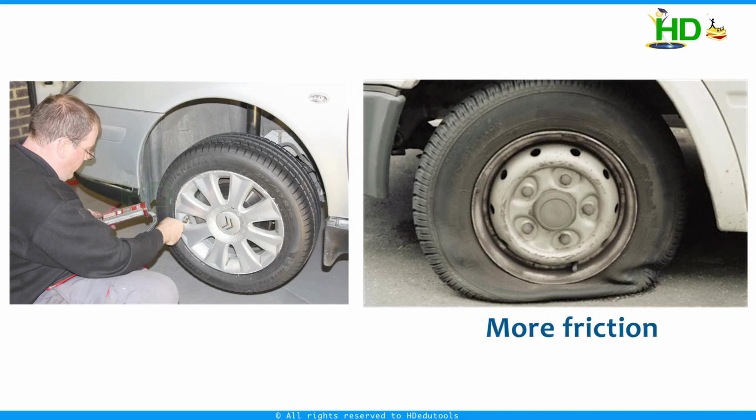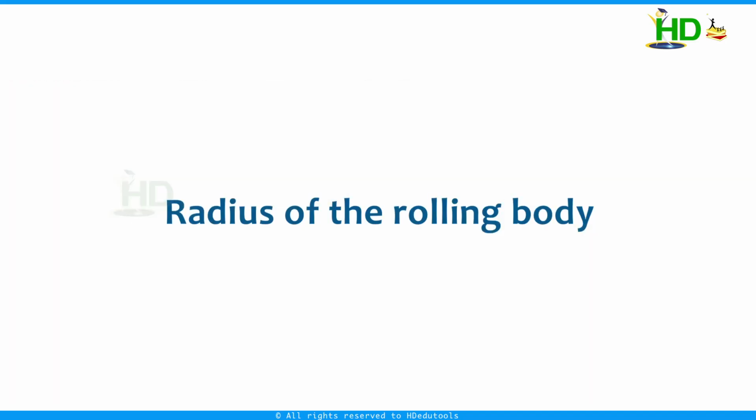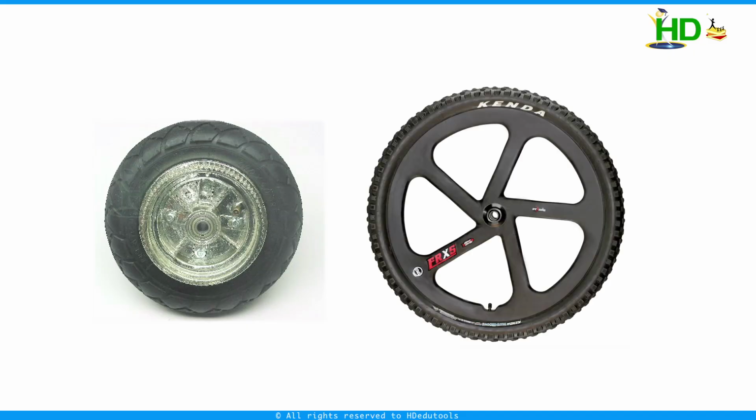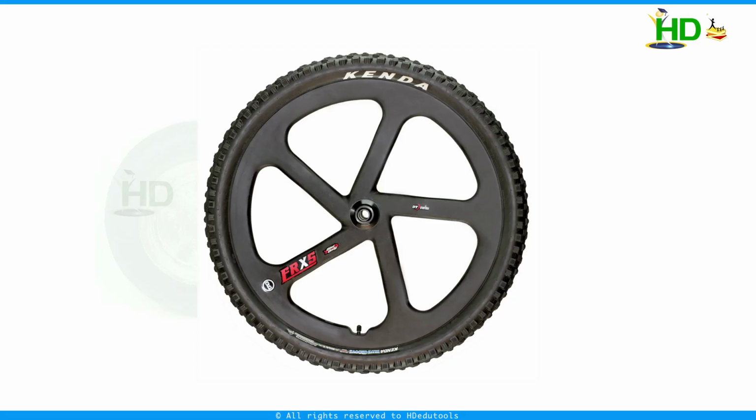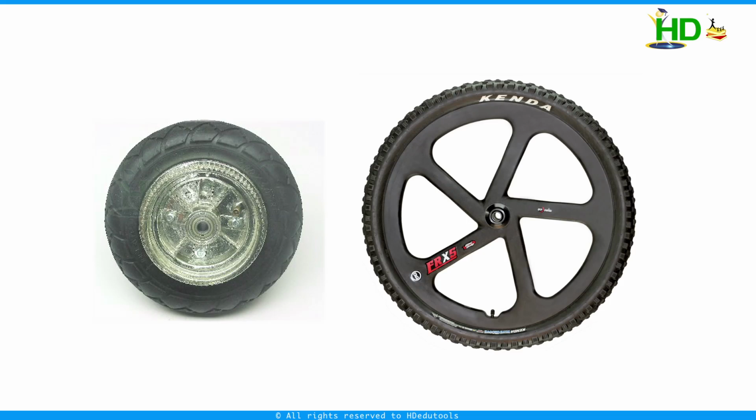And the second thing is the radius of the rolling body. If we consider a scooter wheel and a bike wheel, whose radius is more? The bike wheel radius is more. The friction for the bike wheel is less compared to the scooter wheel. The reason is the frictional force is inversely proportional to the radius of the wheel. If the radius is increasing, the friction will decrease.